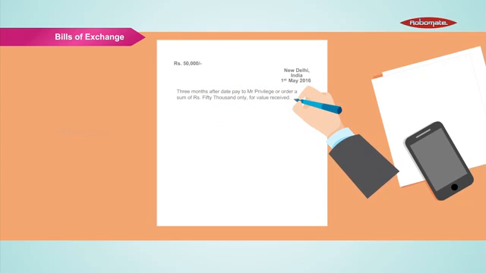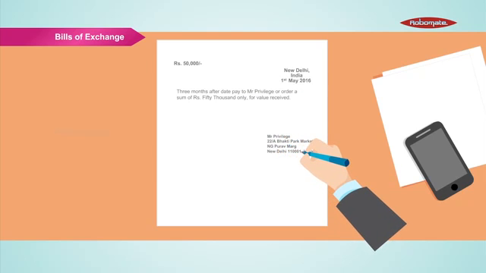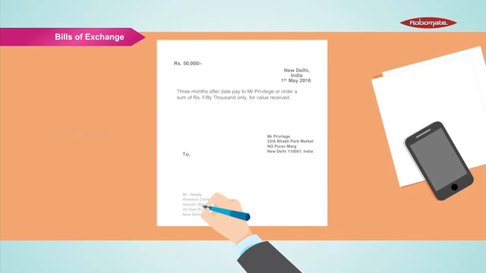Mr. Privilege writes down his own name and address and Mr. Needy's name and address. Then, Mr. Privilege puts a stamp and signs the paper. Well, what Mr. Privilege has drawn here is known as a bill of exchange.